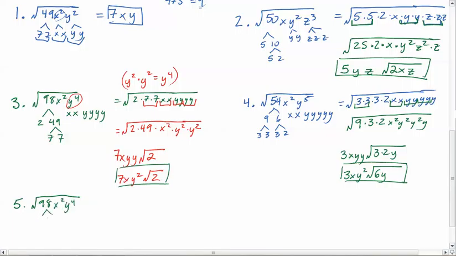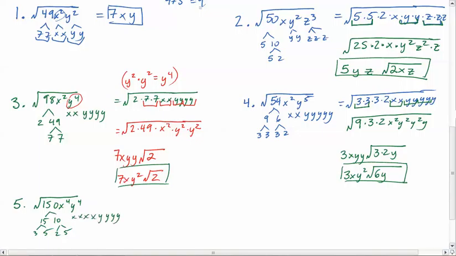All right, number 5 is the square root of 98x squared y to the fourth. Okay, 98. Wait, we just did that. I'm just kidding. Number 5 is square root of 150 x to the fourth y to the fourth. All right, so let's go ahead. 150 is 15 times 10. That's 3 times 5, and that's 2 times 5. And then I've got 4 x's and 4 y's.